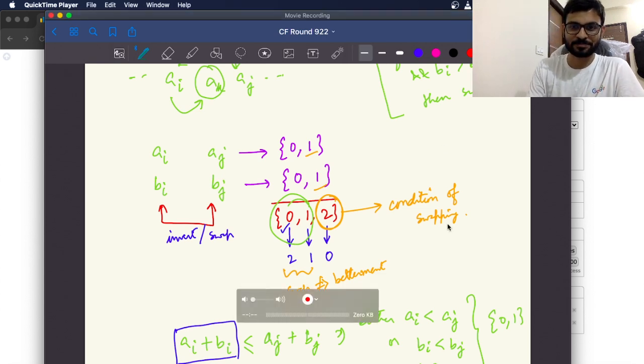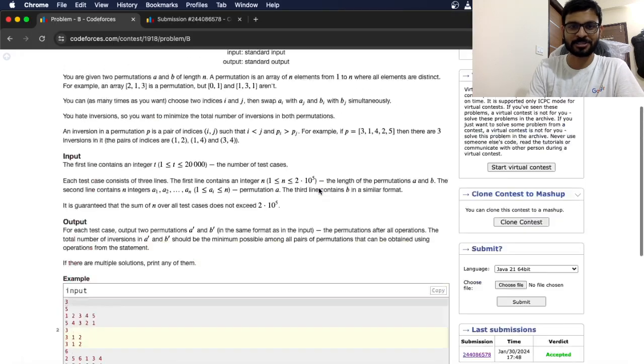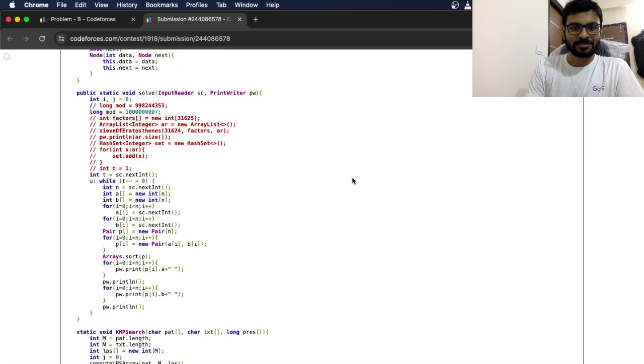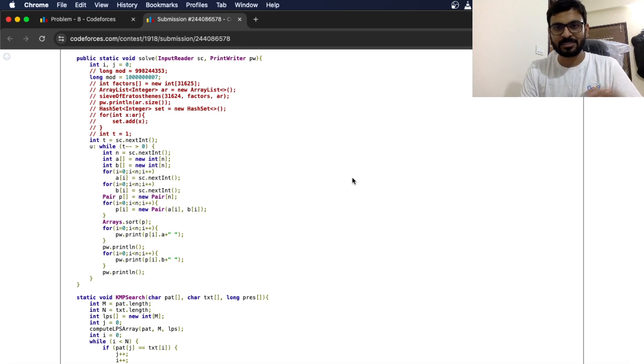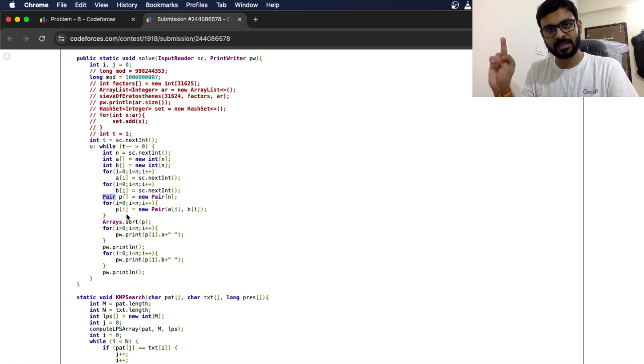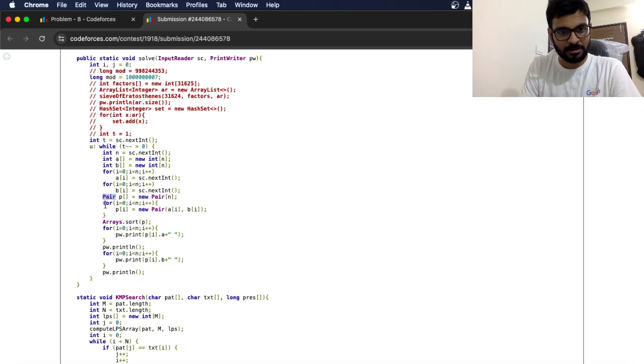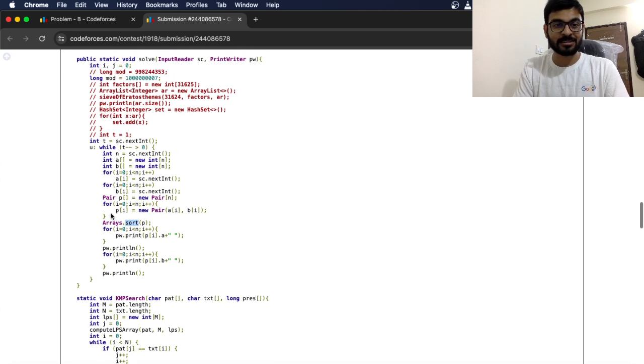Let us take a look at comparator sort. This is my own submission. Very simple code. I formed the two arrays over here. Then I used a custom class where every element contains AI and BI. That is, P of I will contain AI and BI. That is what this structure looks like. Now I'm going to sort that. How am I going to sort? That is defined in the pair class.